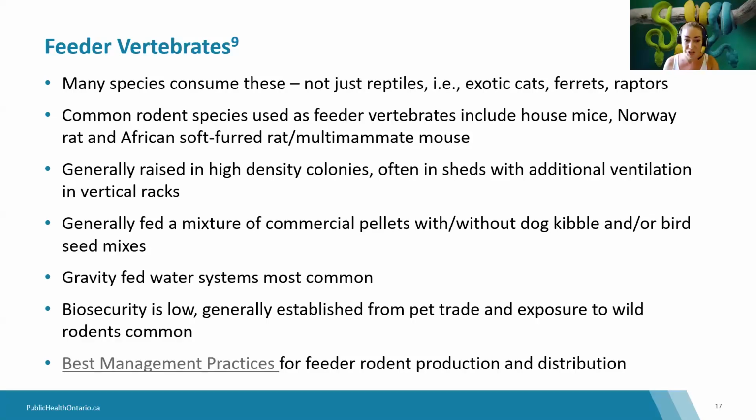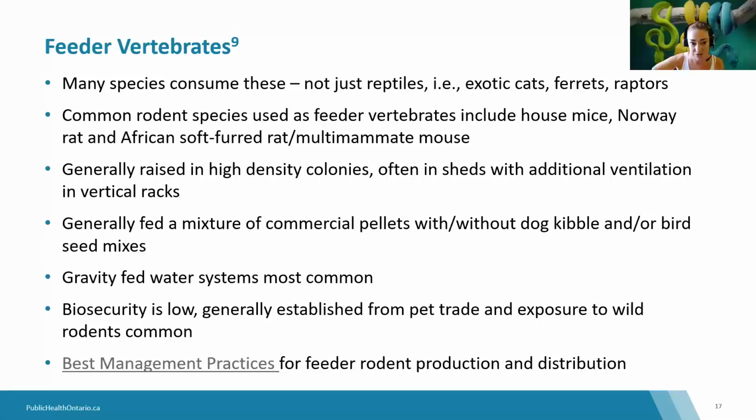These are generally, as a group, raised in very high density colonies, often in sheds with additional ventilation and these vertical homemade racks. They're fed a mixture of commercial pellets, like lab animal chow, it's called, with or without dog kibble for added protein. Some people might just feed bird seed, which isn't ideal. Often they have these DIY gravity fed water systems that go to all of the racks. The biosecurity is really low in these. They're often really high in ammonia. They've often got wild rodents, wild insects accessing them.